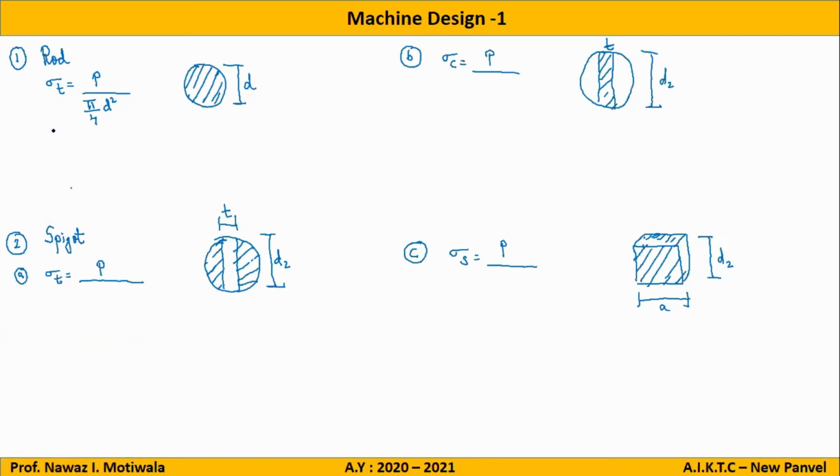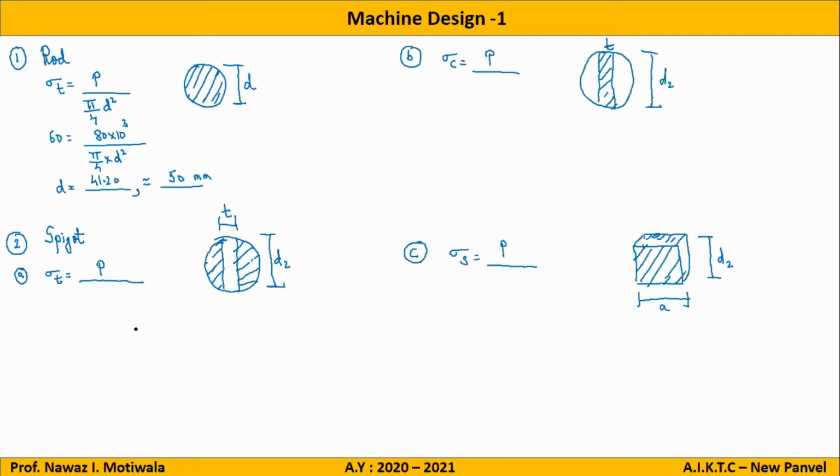So yes, it is 60. What was the load given? 80 into 10 raised to 3, divided by pi by 4 into d square. And what is the unknown here? Sir, unknown diameter of rod. Yes, and what is the answer for that? Sir, 41.20. How much should I approximate? 50. Okay, thank you.